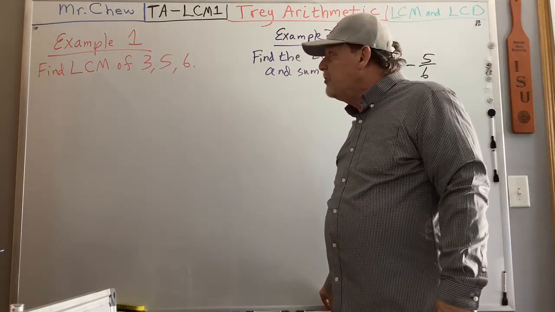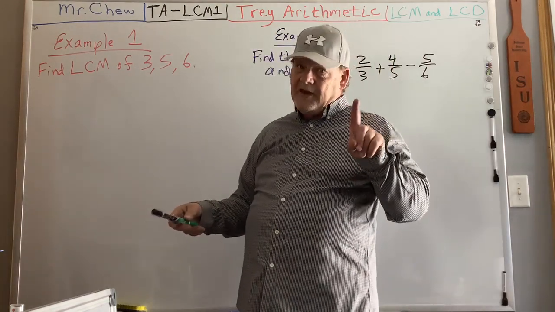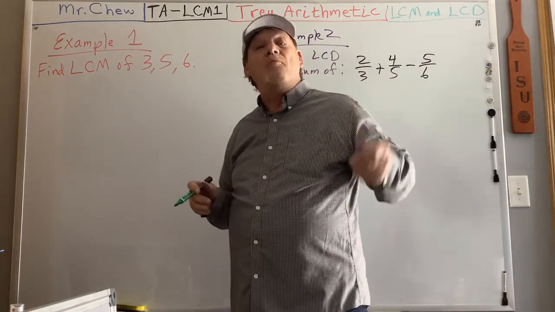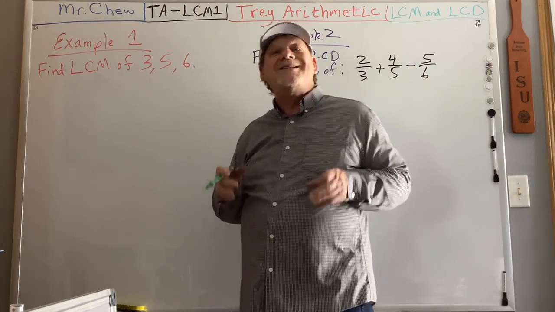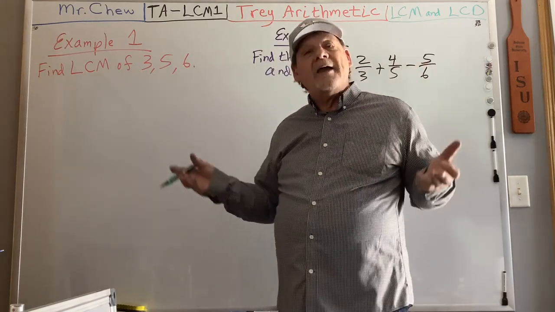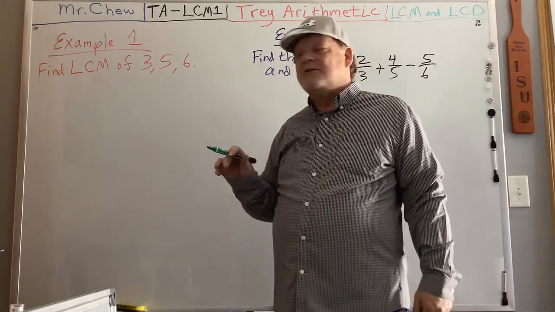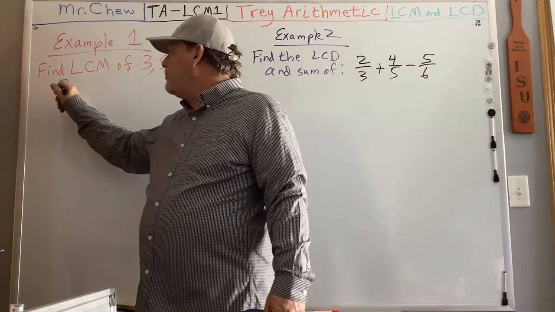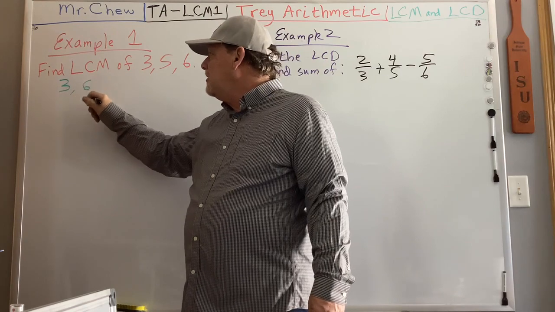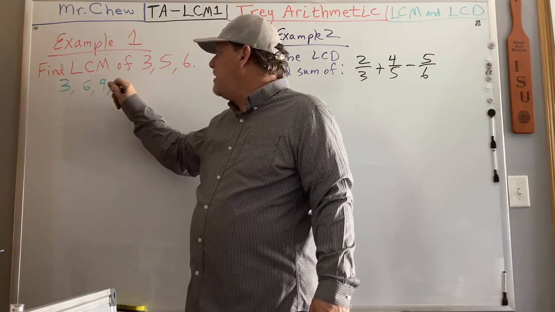So the very first thing we have to do, one method, is to write the multiples. I take each number and write the multiples of them until the same number comes up in all 3. That is the common multiple, and since it first appeared, it's the least. So I have 3 times 1 is 3, 3 times 2 is 6, 3 times 3 is 9, and then I just keep going.